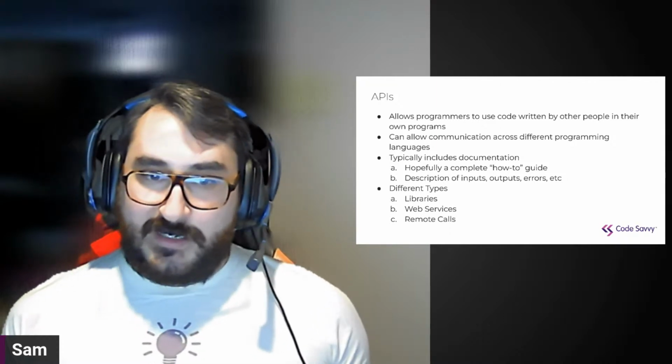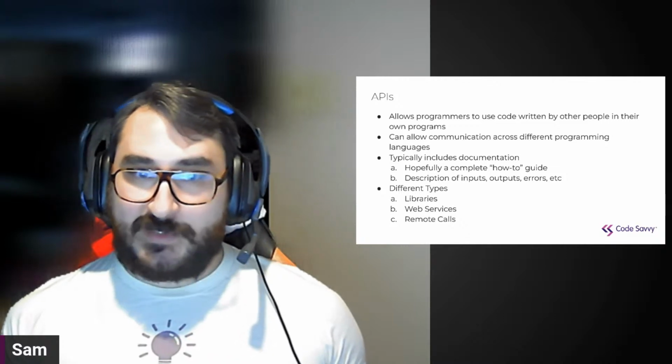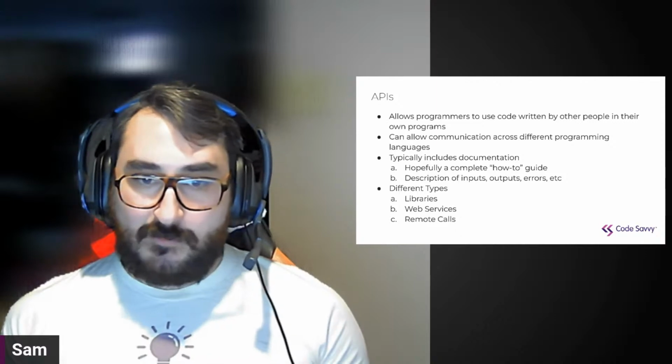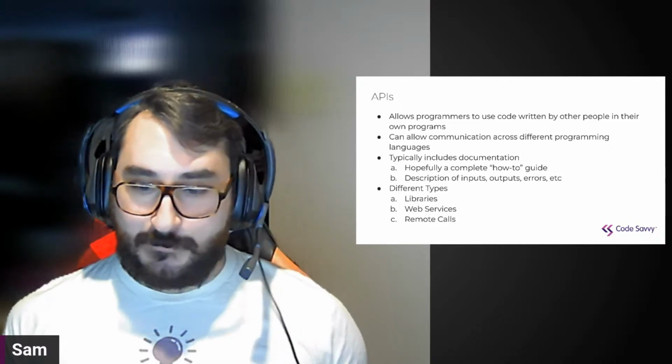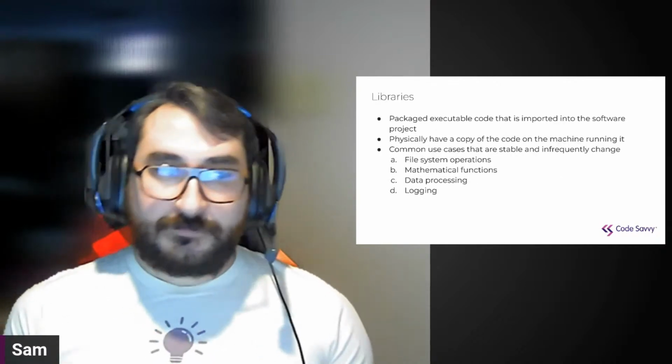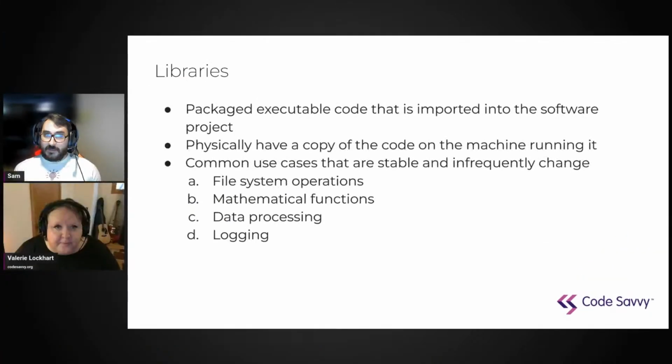As I mentioned in the agenda, we're going to talk about 3 different types of APIs. So there are libraries, there are web services, and there are remote procedure calls. And we're going to jump into libraries. So a library is an API that's packaged into executable code, and you import it into your software project to use it. That means you physically have a copy of that code running on your machine alongside the code you write.